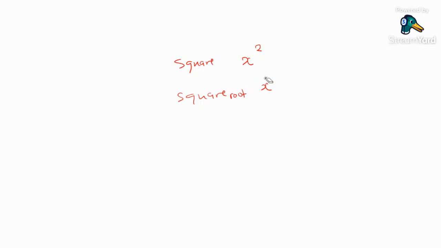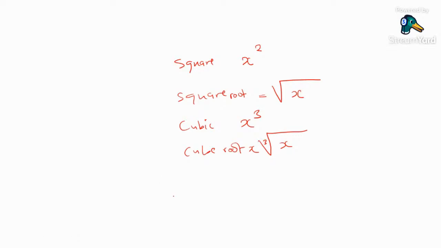Square root of x means it's under this square root symbol. Then cubic means x to the power 3. But of course, cube root is under this symbol. Cube root of, let's say, x. This is the cube root. Okay, so these are very important to understand because they are usually part of the questions. So when you hear of square, it is just raised to the power 2.